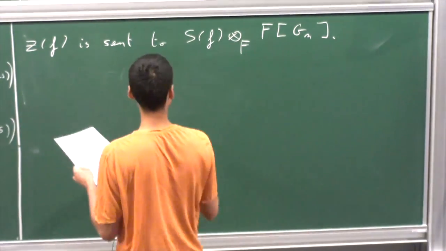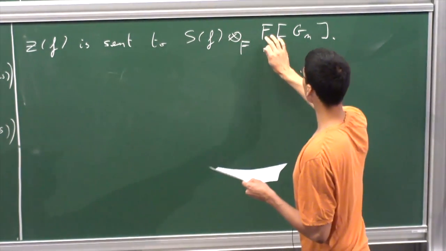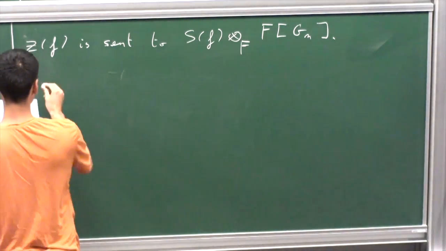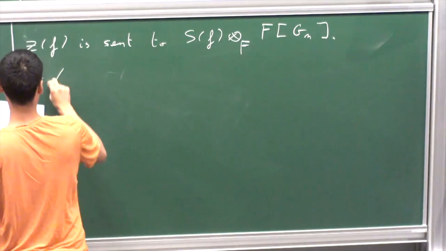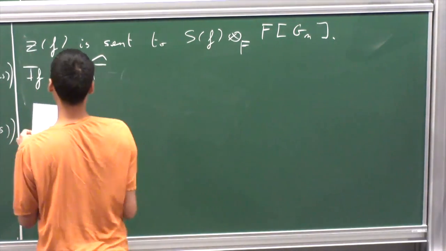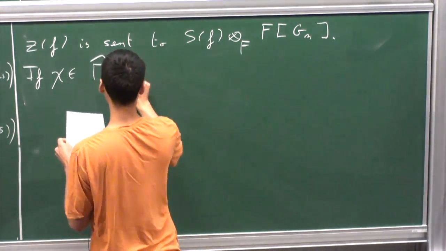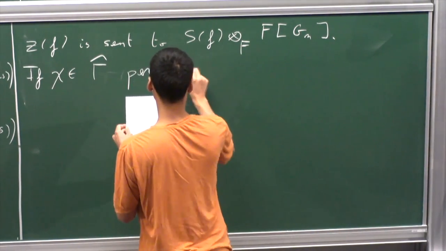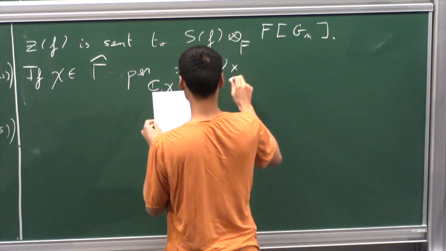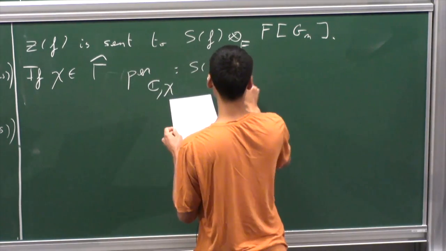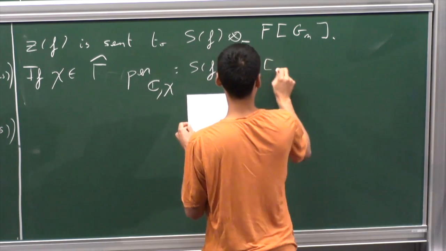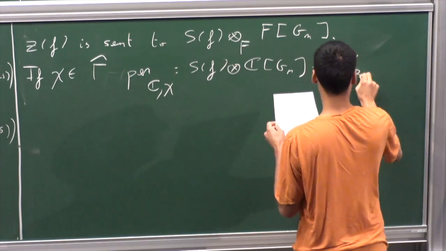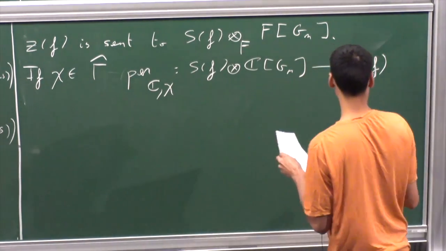And furthermore, now that we know it's in this rational subspace, we can tensor it with C. And in fact, if chi is a finite order character of Gamma, there is a period map depending on chi, which sends S_F tensor C[G_n] to the Betti realization of V_F.